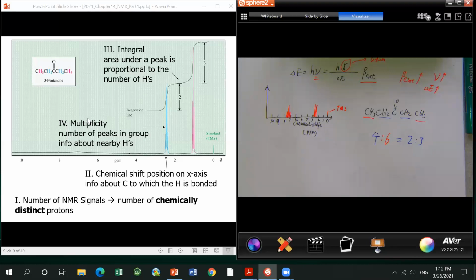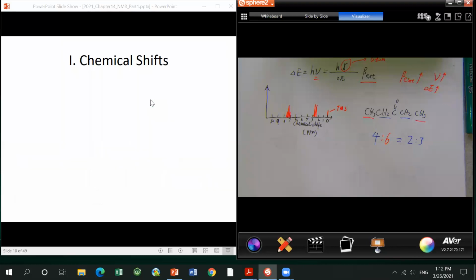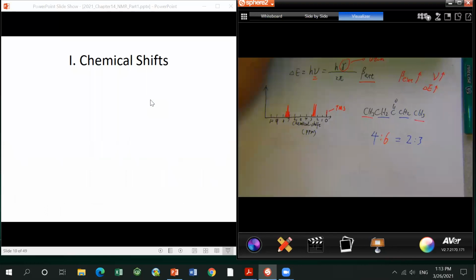For the multiplicity, it tells you information about your nearby protons. I'll talk about that later. We'll go through these 4 pieces of information one by one. First is the chemical shift.